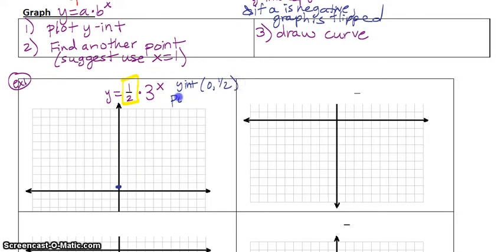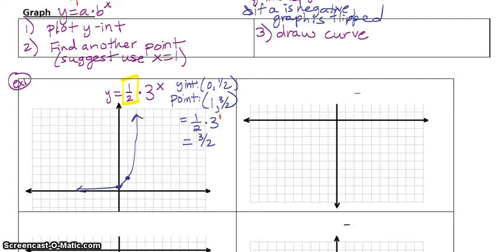And then step 2, find another point. Alright, so again, I could pick anything I want to, but I recommend using a 1 for x because it ends up being the easiest in most situations. So what that means is I take my equation and I'm going to put a 1 in for x. Use your calculator if you need to, but this ends up being 1/2 times 3, which is 3/2. So in my mind, I'm thinking 1.5. Alright, so I go ahead and graph that. And then step 3, draw in the general shape, because we know it's going to look like an exponential growth. And that's all you got to do for your graph.